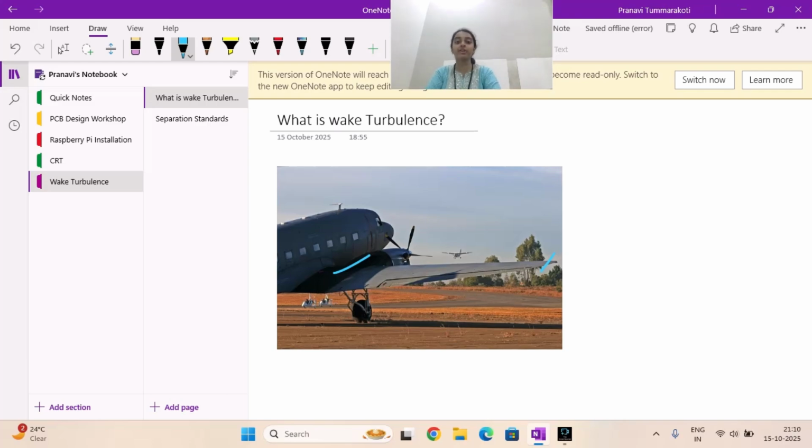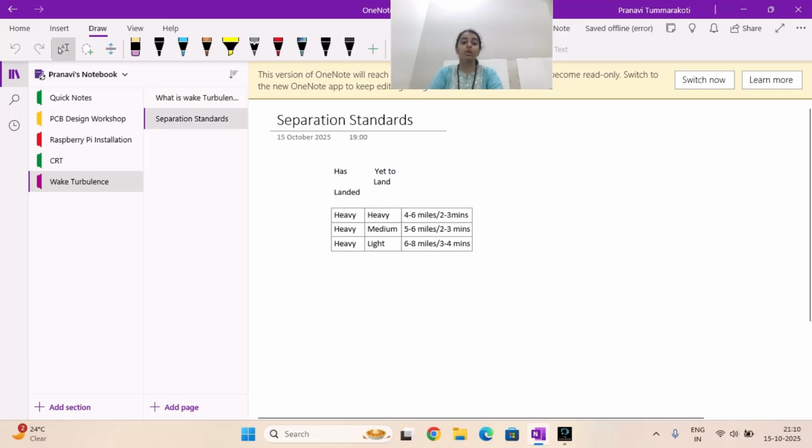Now we're going to dive into the separation standards of wake turbulence. These are the separation standards of DGCA as well as ICAO. The first column is the aircraft which has landed. The second column is the aircraft which is yet to land, and these are the separations in miles as well as minutes. If a heavy aircraft has landed, for another heavy aircraft to land, for example, A380 has landed and a Boeing 737 has to land, the Boeing 737 has to wait for at least 2 to 3 minutes and only then land, or else it has to maintain a distance of 4 to 6 miles as seen in the radar system.